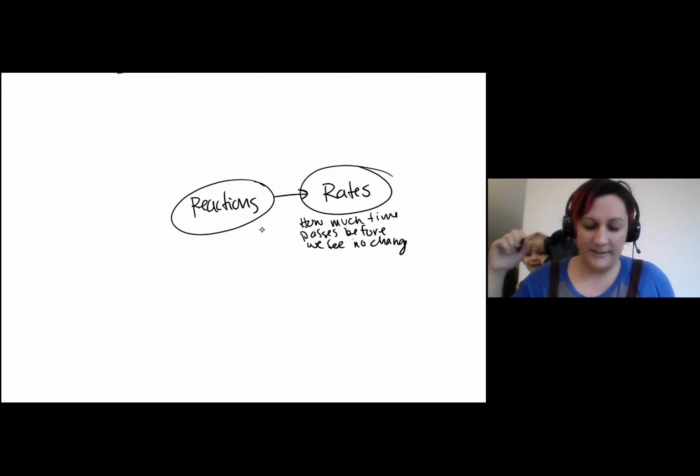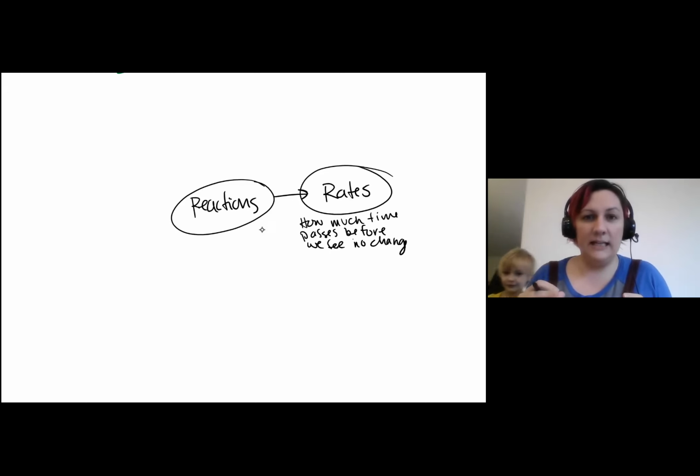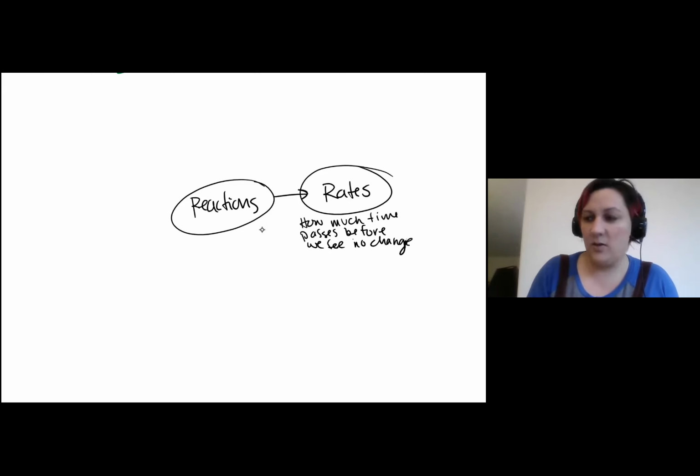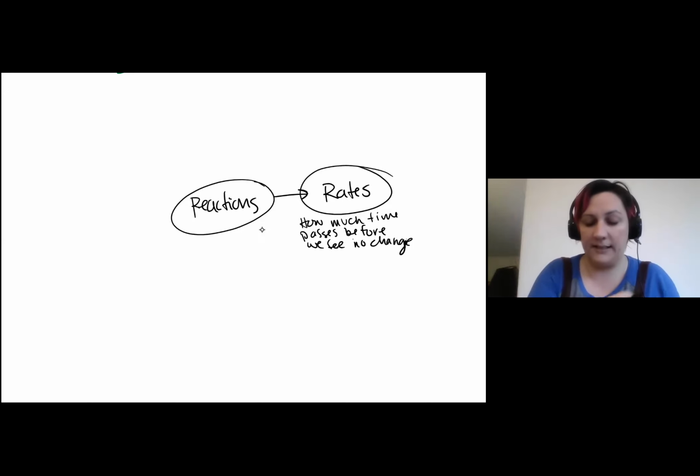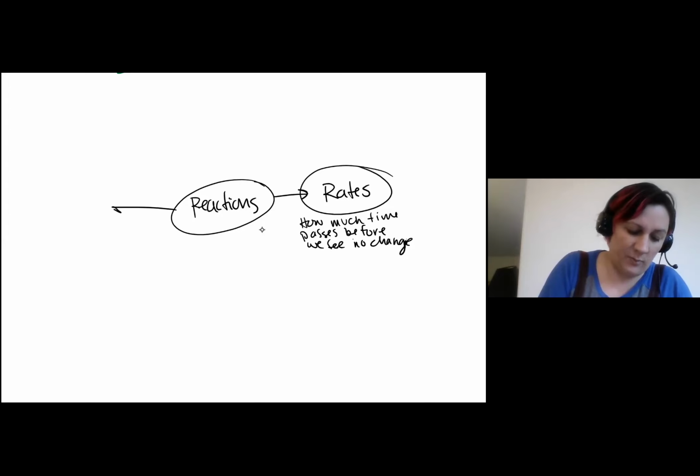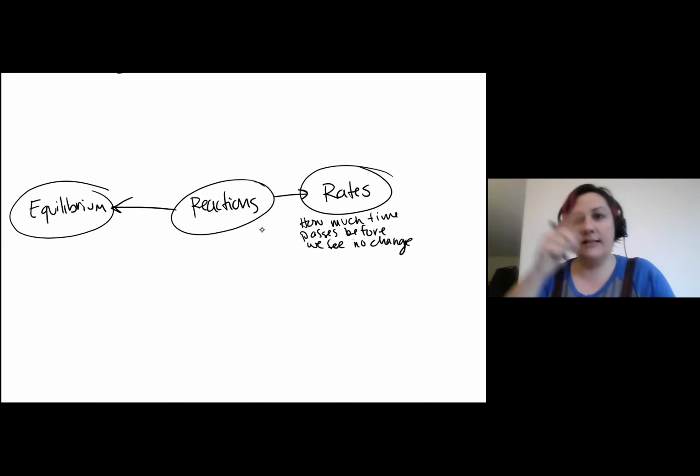In the case of a reaction that's going all the way to completion, when we're looking at a reaction being done, we'll either see all the products and no more reactants, or we'll have reached equilibrium. And that's going to be the other thing that we're going to talk about this week. But let's stick with rates.